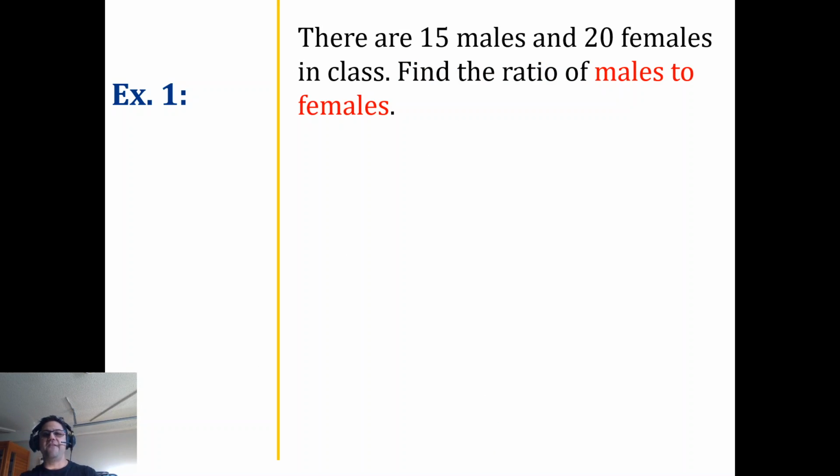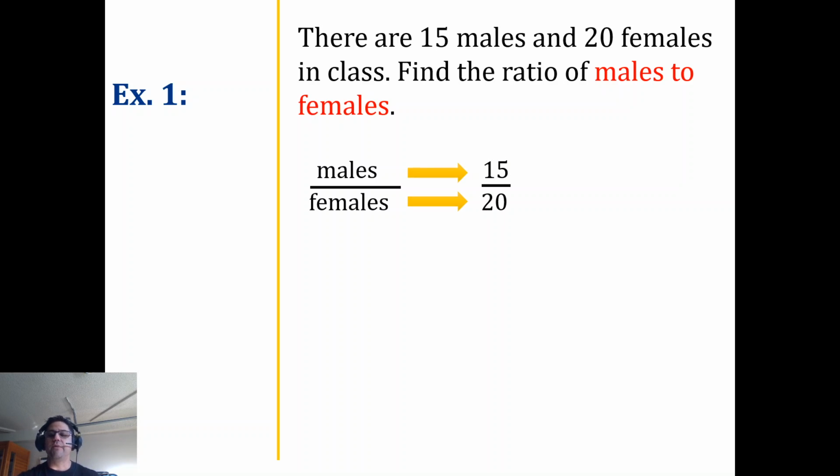All right, there are 15 males and 20 females in class. Find the ratio of males to females. Now, one thing we could do that you're actually going to see on IXL is also talk about find the ratio of males to the students. In other words, it would be using the total amount. So we'll talk about that as well. But right now, it's just 15 males to 20 females, right?